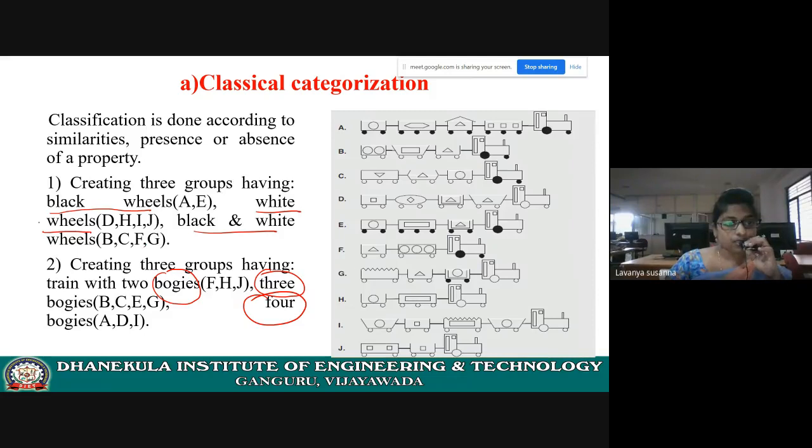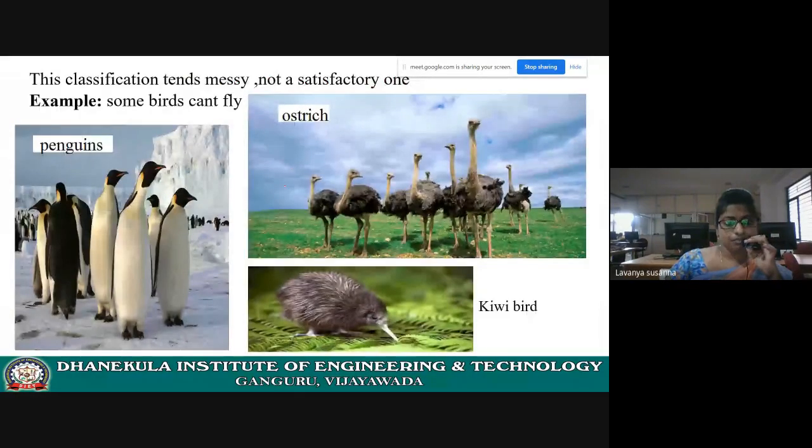According to these requirements, draw the diagram. No need to draw exactly. According to those requirements, draw the train diagram. If you don't like this diagram, you can take some other technical example. That is your wish, up to you. Now see here, what is the disadvantage of this classification?